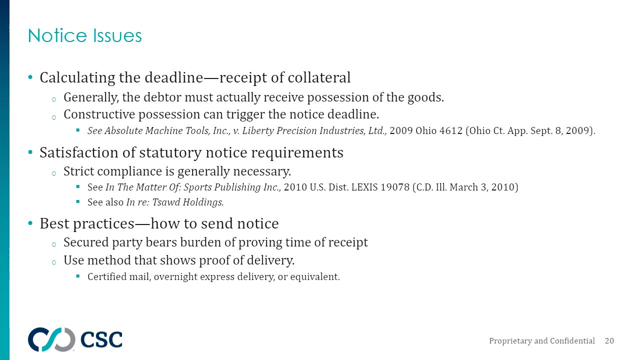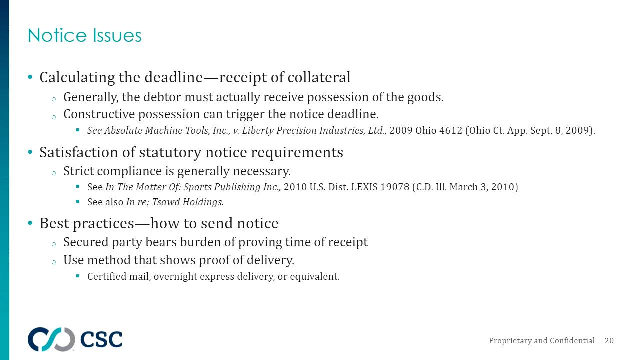As far as sending the notice, there are a number of issues out there. When it comes to calculating the deadline, it's based on receipt of the collateral. The notice has to be sent so that it was received before the debtor receives possession of the collateral. So when does the debtor receive possession of the collateral? I think pretty much the same rules that applied to the 20-day window for calculating that. It's when the debtor actually received possession, or when it would appear to a hypothetical lender that the debtor had received, or the debtor had rights in the collateral.